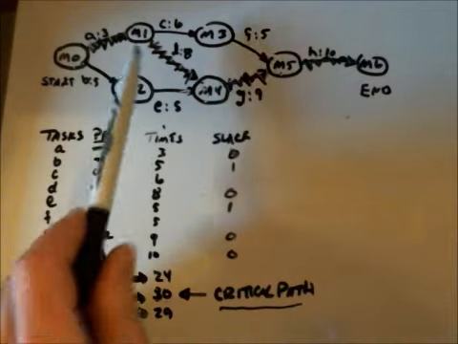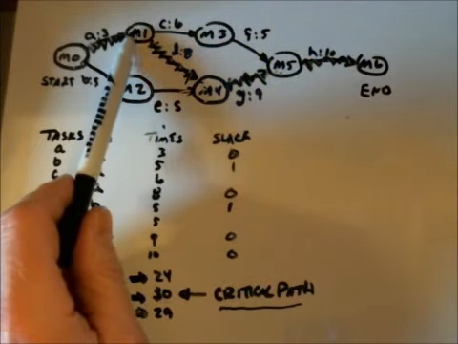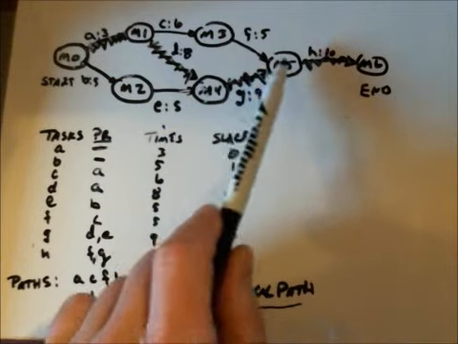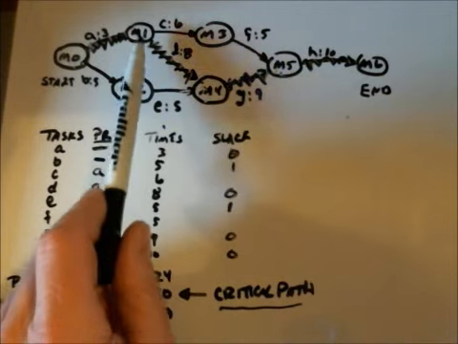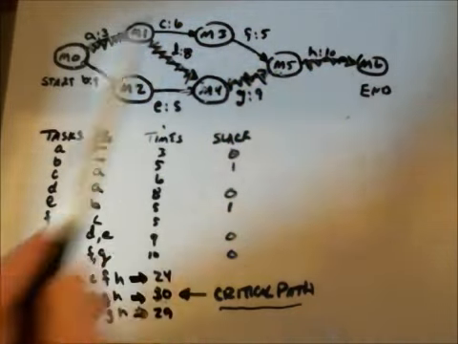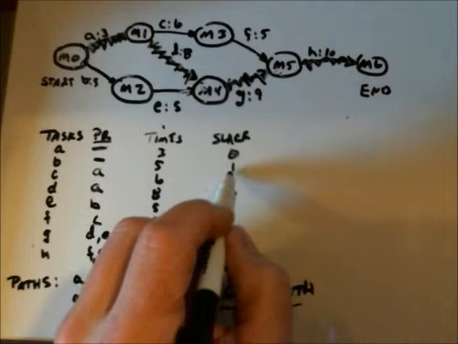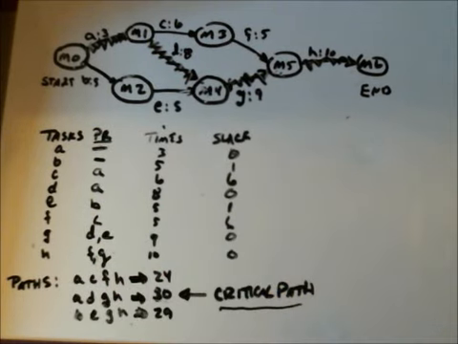To get the slack time for C and F, I'm going to count the time from M1 through M4 to M5 along the critical path, which is 8 and 9, or 17 units. Along this alternative path, 6 and 5 is 11 units. The difference between 17 and 11 is 6, and I'm going to assign to C and F 6 units of slack time. And that completes the table.